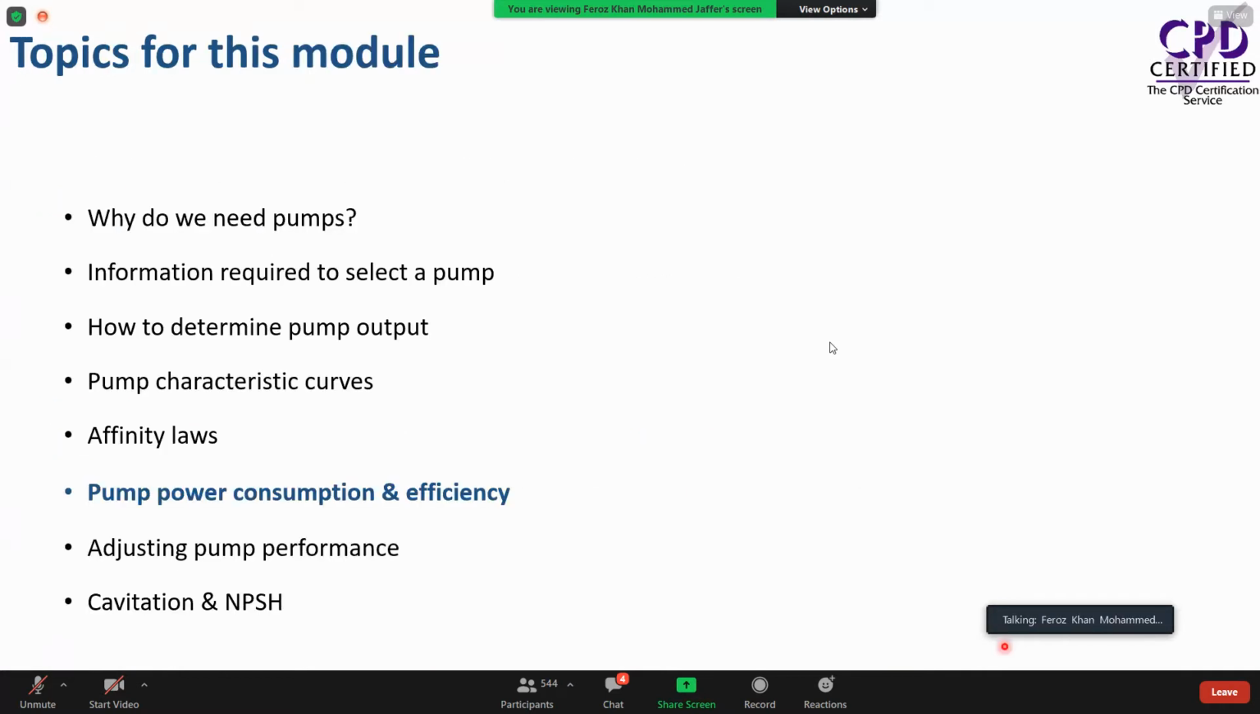Now let's move on to the next topic, pump power consumptions and efficiencies. We come across different efficiencies in pumps. So let's look at how we calculate those efficiencies and what the different power consumptions are that we come across in pumps.